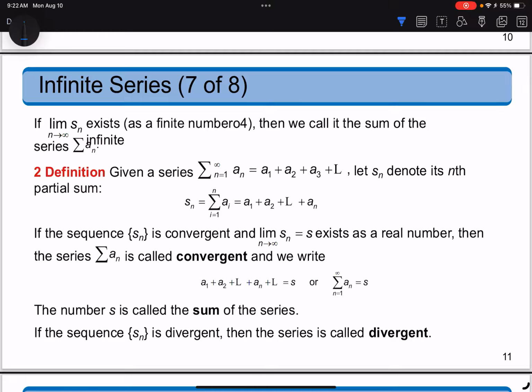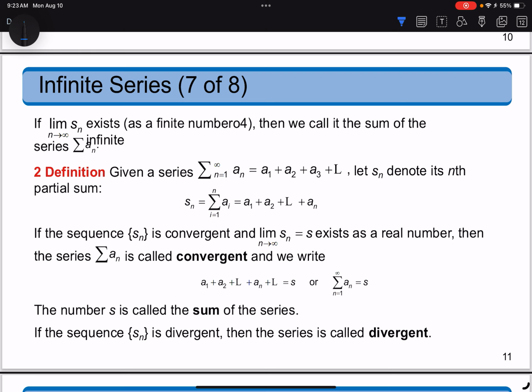If the sequence S sub n is convergent and the limit of S sub n as n approaches infinity exists as a real number, then the series summation of a sub n is called convergent, and we write a sub 1 plus a sub 2 up to a sub n equal to S, or the summation of a sub n equal to S. The number S is called the sum of the series. If the sequence S sub n is divergent, then the series is called divergent.